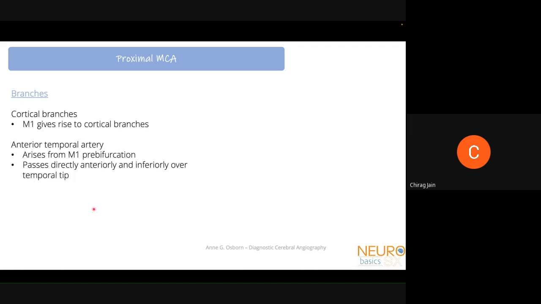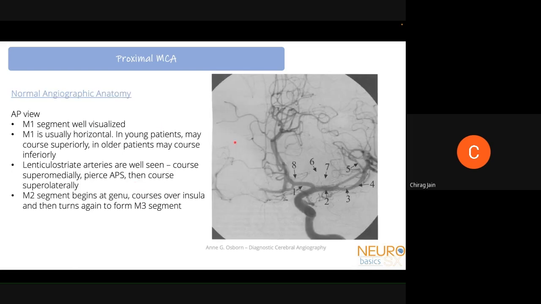The other arteries which arise from the M1 are also cortical branches. As we know, from A1 ACA there were no cortical branches, but there are cortical branches arising from the M1 MCA. And the most important one is the anterior temporal artery. This arises from the M1 before the bifurcation itself, and it will directly pass anteriorly and inferiorly over the temporal tip. So it's an important artery identified during angiograms. It can lead to confusion where you think that the anterior temporal artery origin is the MCA bifurcation, but you should see where this artery is going. So we'll have a look at some of these angiograms.